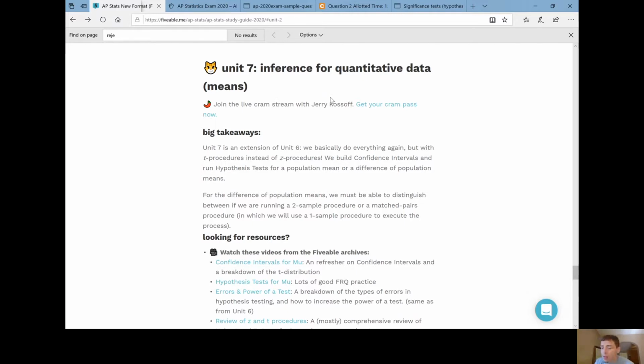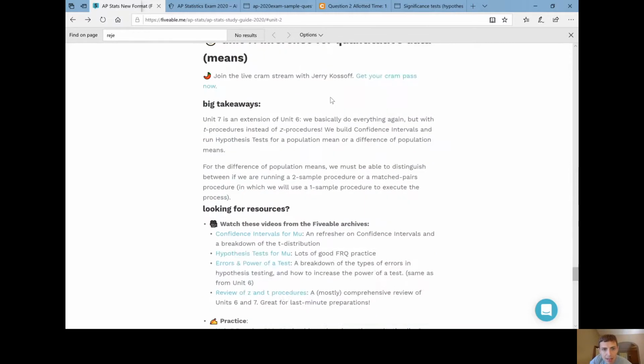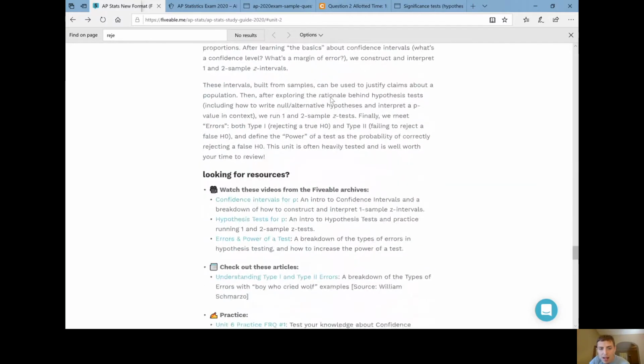So as long as you're familiar with working with it, and remember, it's open notes. So if you go through all of this stuff and remember where to find things, you can pull this website up while you're taking the test and skim and scan for material that you need. So definitely spend time looking at units 6 and 7 on the Fiveable website.